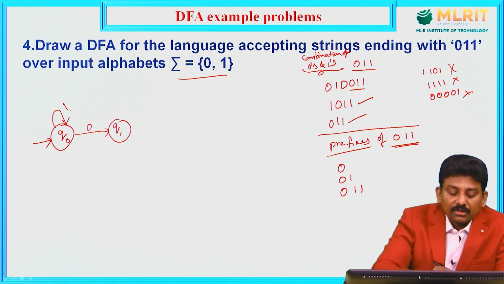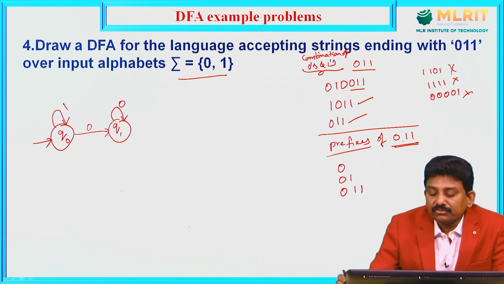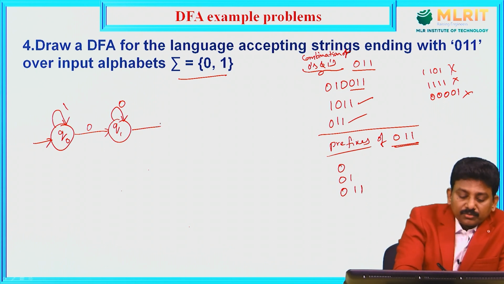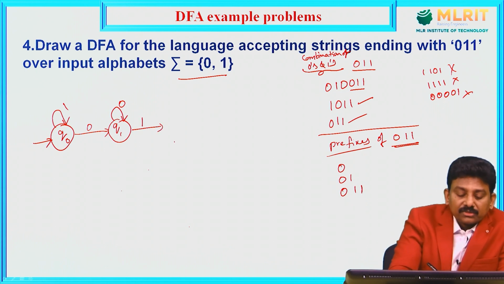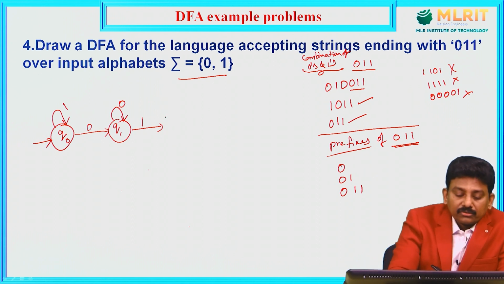In Q1 also, if you read 0, stay in the same state, because 0 is a prefix of 0, 1, 1. The previous symbol is 0 and the current symbol is 0, that is 0 0, which is not a prefix, but 0 is a prefix of 0 1, so stay in the same state. If you read 1, the previous symbol is 0 and the current symbol is 1, that is 0 1. 0 1 is a prefix of 0 1 1, so I can go to the next state Q2.